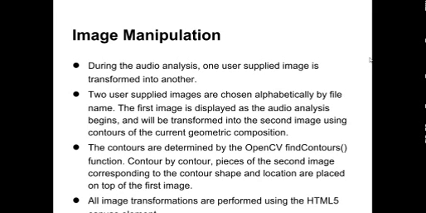So during the analysis, one user-supplied image is kind of transformed into another. Technically, those would be chosen alphabetically by file name, just so they have a set order in which they are chosen. And as I mentioned before, we'll be using the find contours function to find those areas to use. And then the transformations themselves are being performed using the canvas element within HTML5.